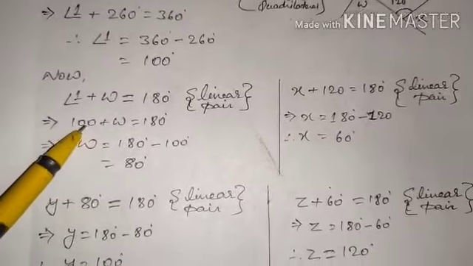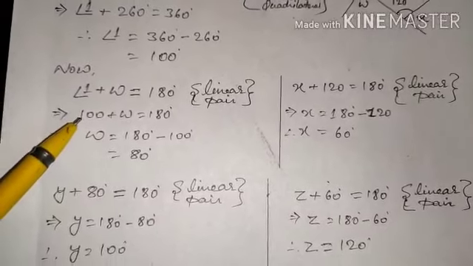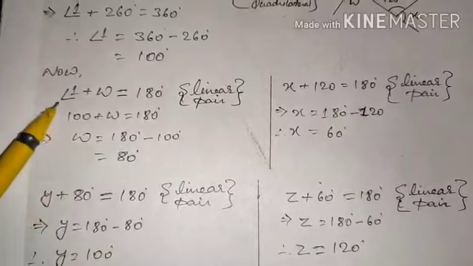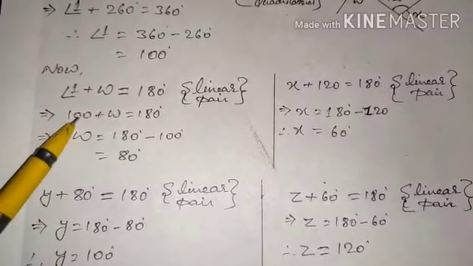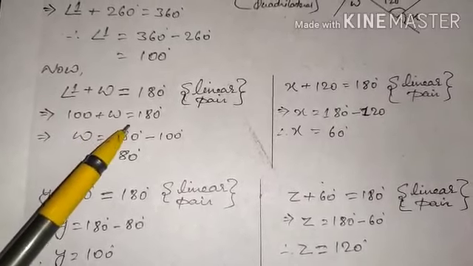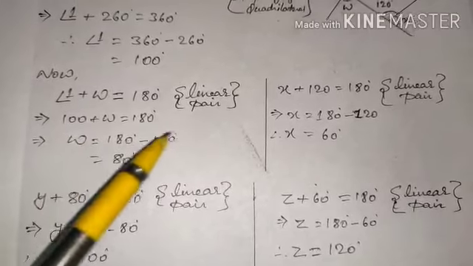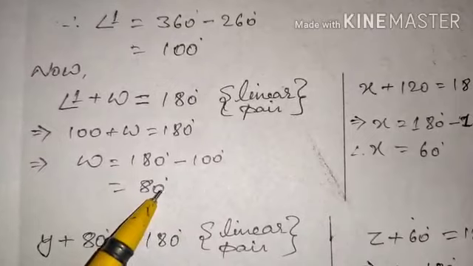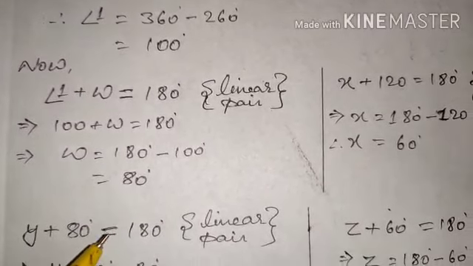Because of the property of the linear pair, I'm using this. Now 100 plus w is equal to 180 degrees. The value of angle 1 we had substituted as 100. So 100 plus w is equal to 180 degrees, therefore w is equal to 80 degrees. It is nothing very difficult for you to understand. Okay, so let's move on now.